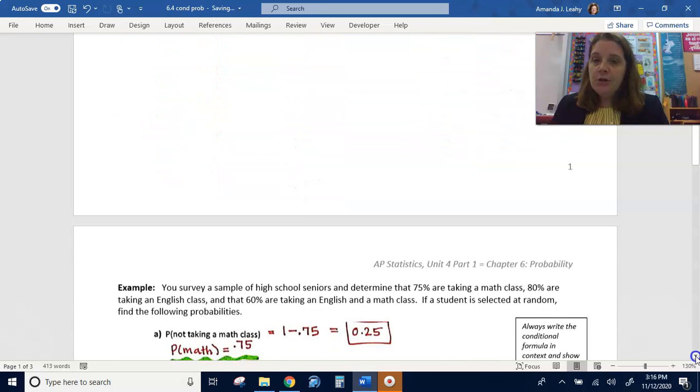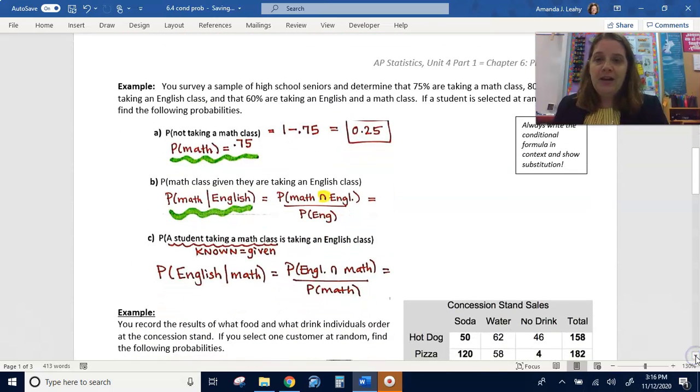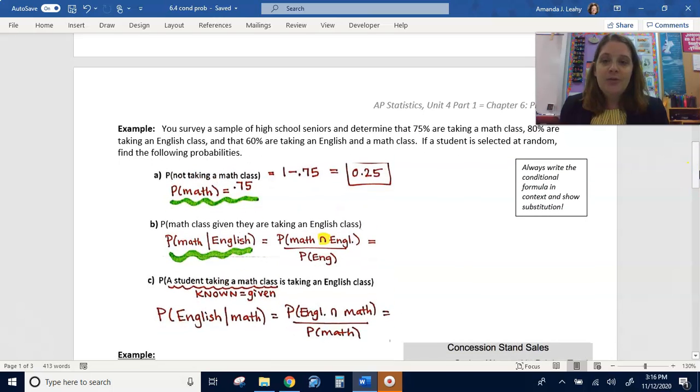All right, so I have a problem that says you survey a sample of high school seniors and determine that 75% are taking a math class. Sorry, got too far down there. 80% are taking an English class and 60% are taking an English and math class. If a student is selected at random, find the following probabilities.